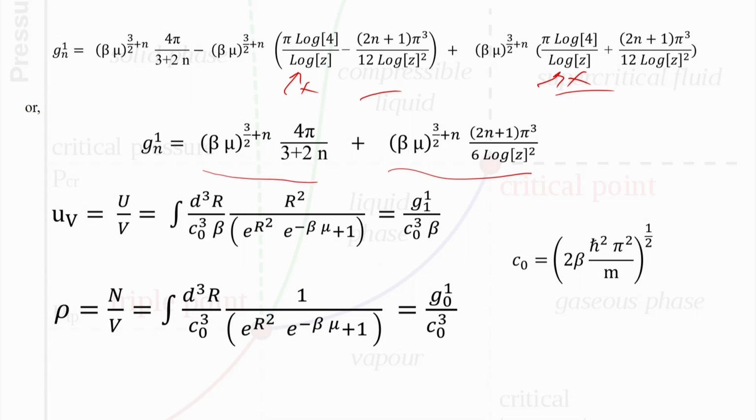So, the leading contribution is this, and the next leading contribution is this. It is the next leading because remember that I am doing a large Z expansion. This is the same thing here, same thing there, but then there is a log Z squared in the denominator. So, this is less important compared to this. Now remember that this is what UV was, as usual, in terms of the thermal wavelength. So, this was UV, which is the energy per unit volume, and this was the number per unit volume.